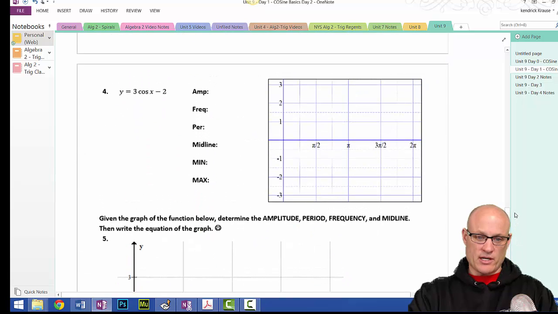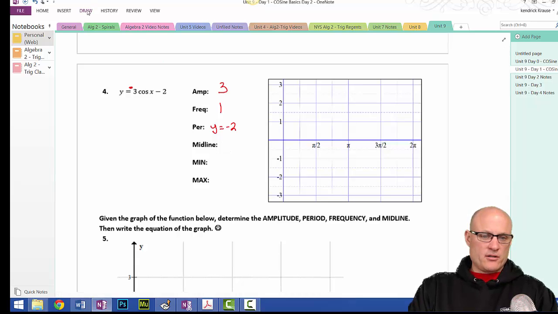Right, one more to graph. I'm going to change this one up a little bit. I'm going to make this a negative, a -3. So my amplitude is still 3, my frequency is 1, and my midline is y equals -2. I'm not going to put that in right now; you'll see in a second why. Now on to period. My period is 2 pi.